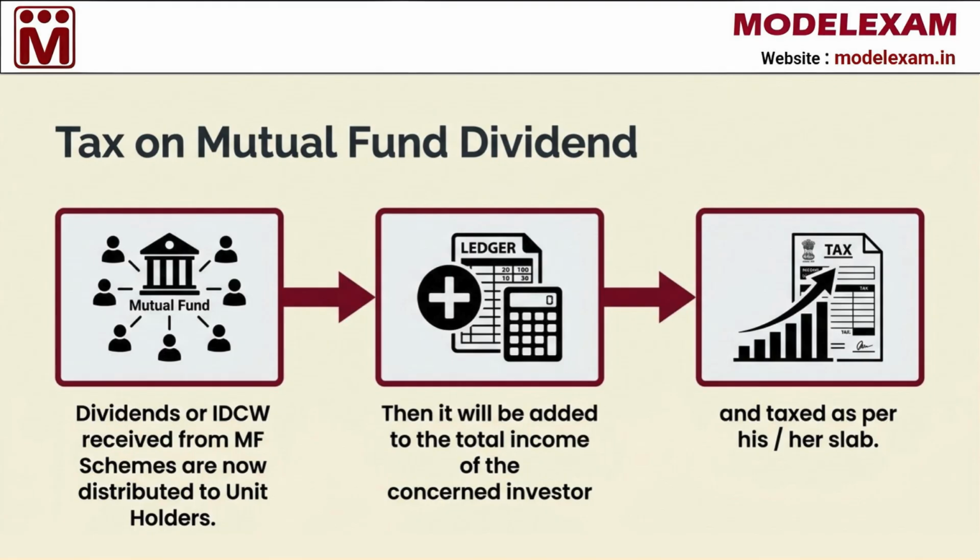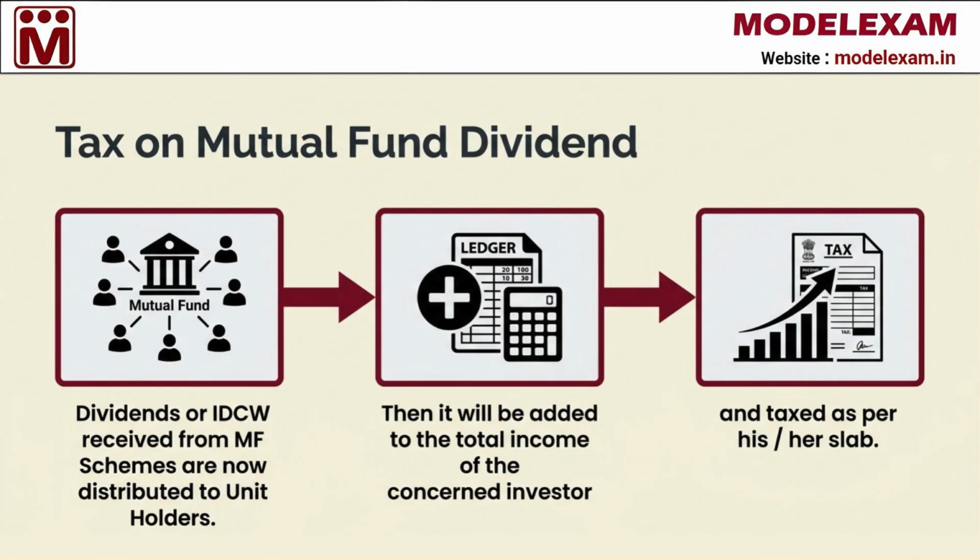So what exactly does taxable in the hands of the investor mean in practice? It is quite straightforward. When a mutual fund scheme distributes IDCW to its unit holders, that amount is handed over directly to the investor. This IDCW amount then gets added on top of the investor's total annual income for that financial year.